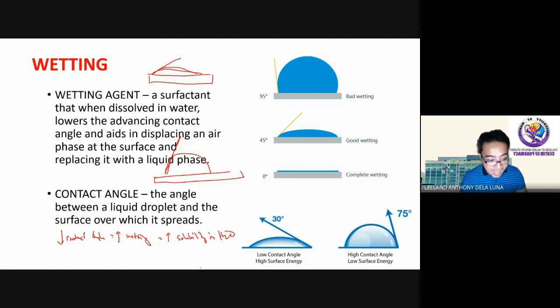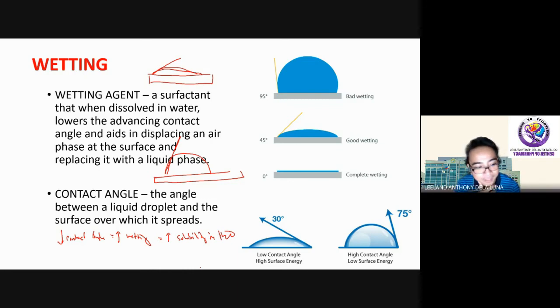Now, ano bang ginagawa ng isang wetting agent or a surfactant? Actually, surfactants are basically wetting agents naman eh. So, it allows the contact angle of water to be lesser para mag-spread siya, and hence nakakapenetrate niya yung mga solutes or solid particles na kailangan natin matanggal, or ma-dissolve sa water. Are we clear? Okay. Halimbawa na lang, class.